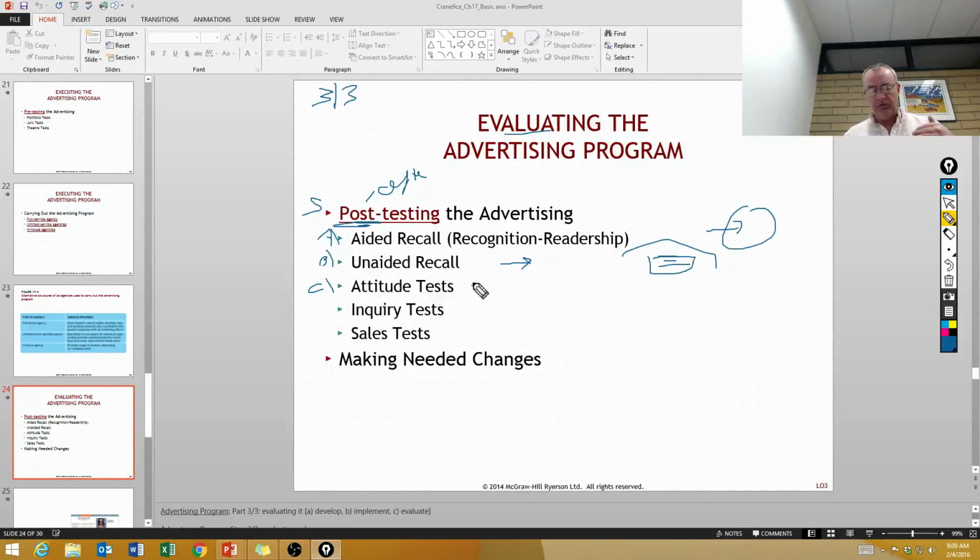Okay, then there are these attitude tests. So consumers are surveyed to see how their attitudes towards the product have changed in response to the ads that they've put out recently. Then we have these inquiry tests. So consumers are shown a set of ads for different products, and then they're offered some additional information about these products, or additional samples, or different deals, and they measure which product people have more follow-up on than the others.